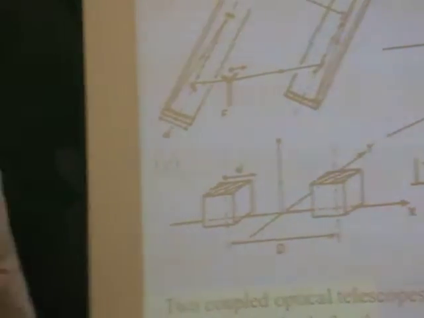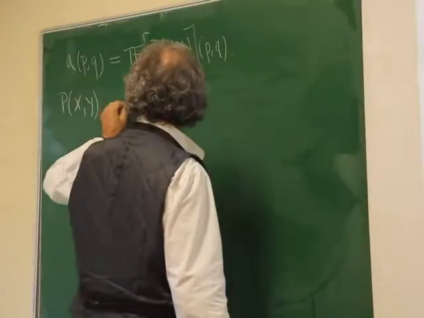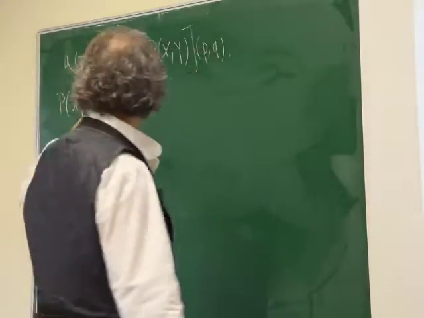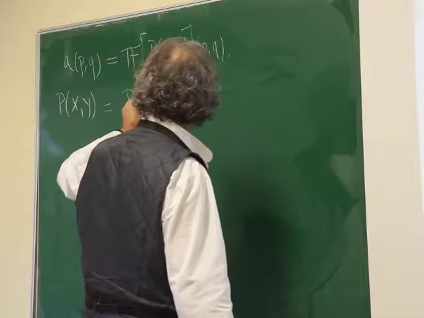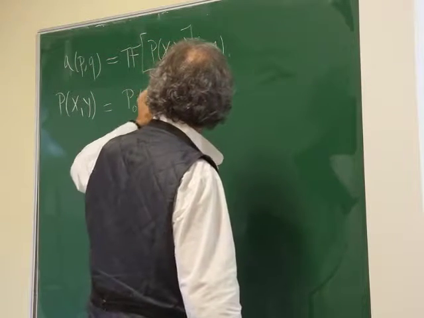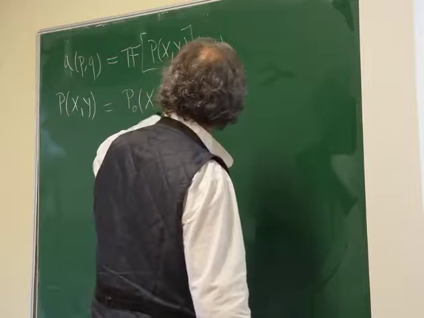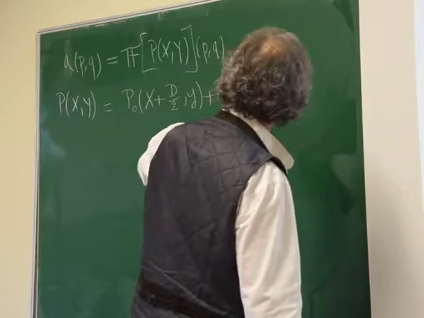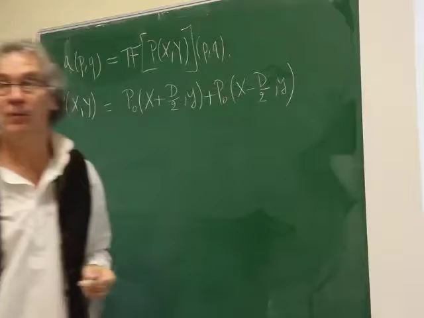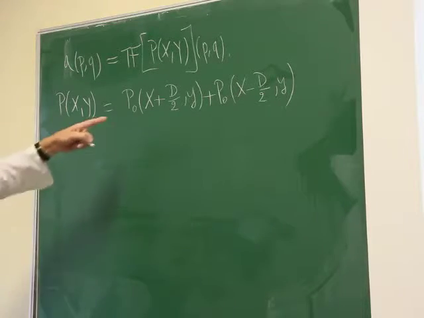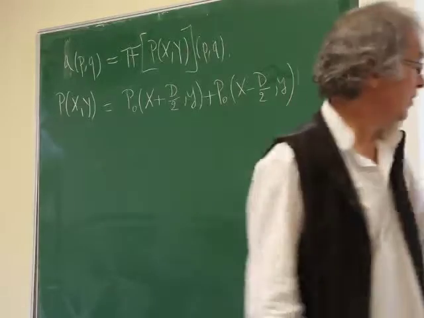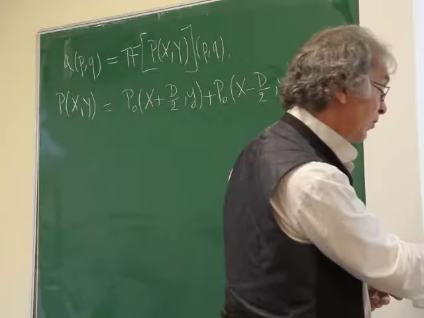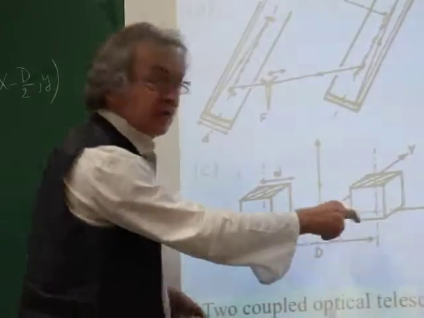So do we agree that if I represent here the pupil function of a single aperture by P0, then this one is given by P0 of x plus d divided by 2, y, plus P0 of x minus d divided by 2, y. So along y, there is nothing, of course, it's the same. But along x, one is centered at minus d half and the other one at plus d half.